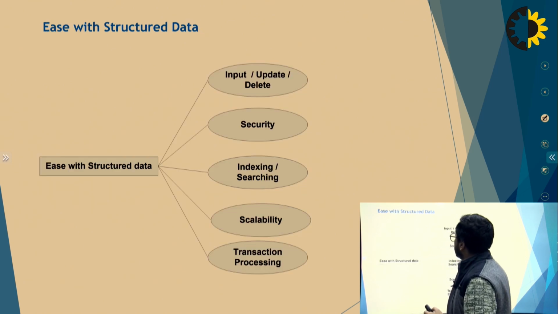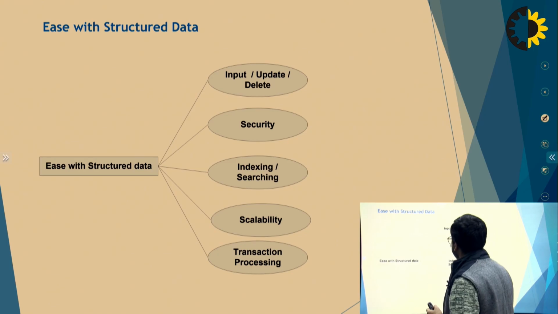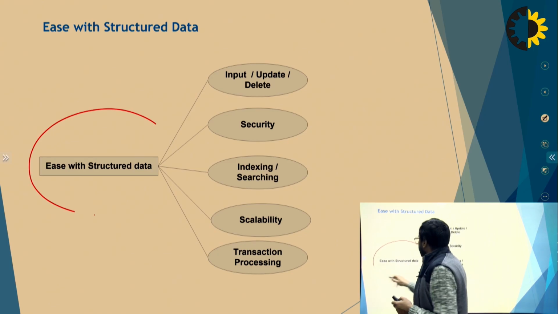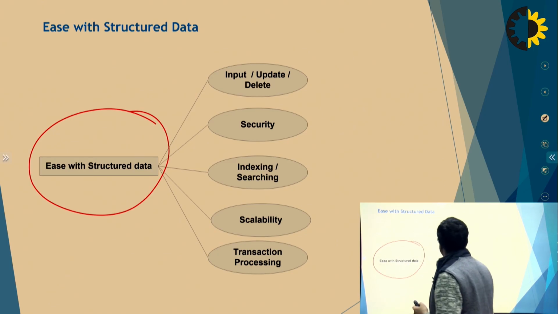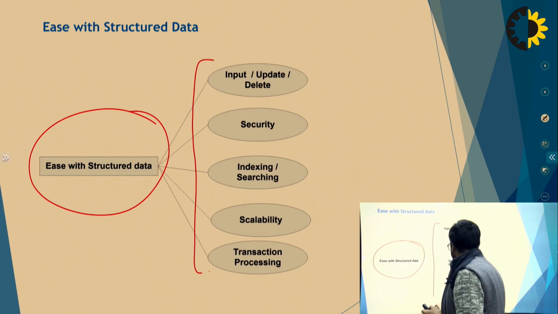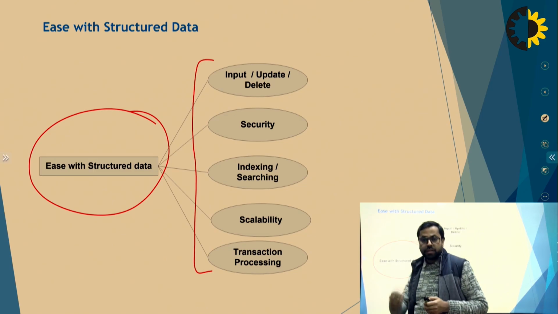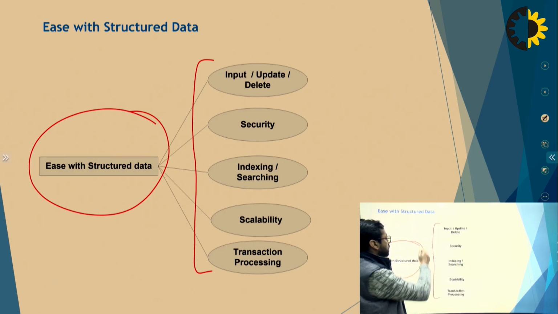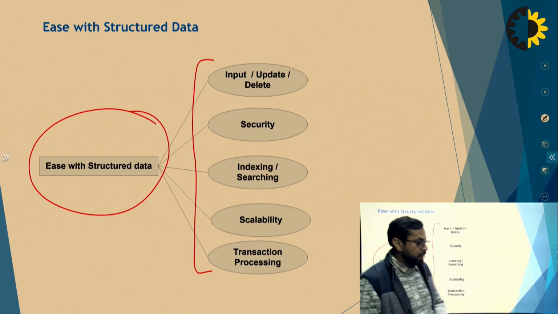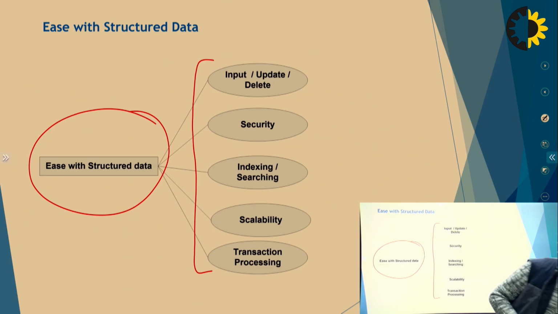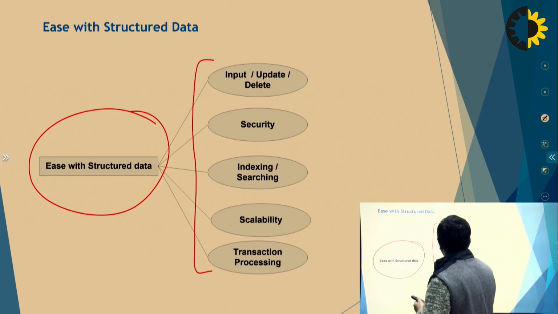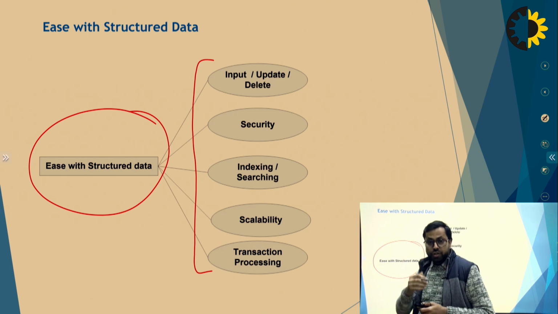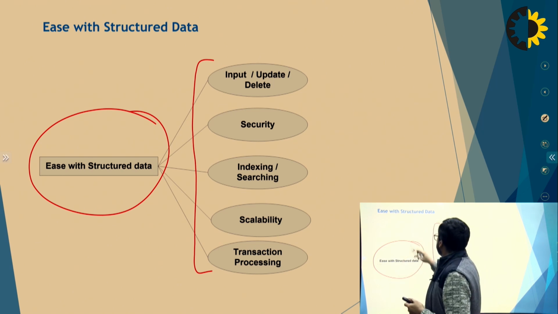The next one is the ease of working with structured data. What are the easy forms of structured data? These are the basic properties of structured data. The first one is input, update and delete of the data. Deleting any type of data, inserting any type of data, or updating existing data is also part of structured data.